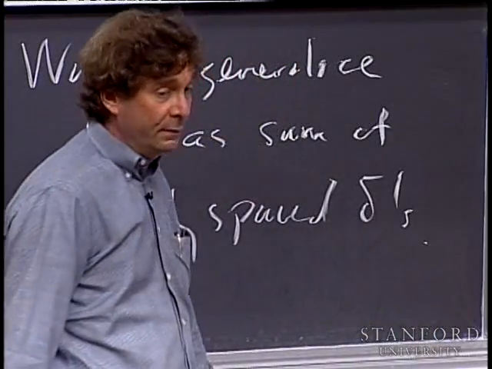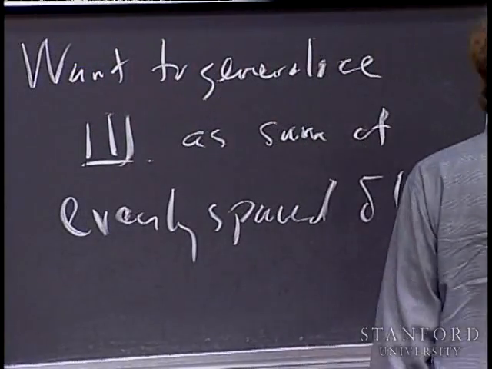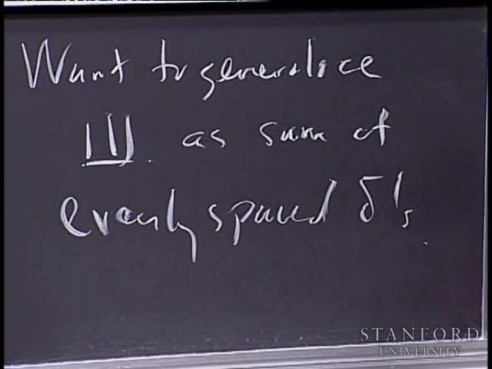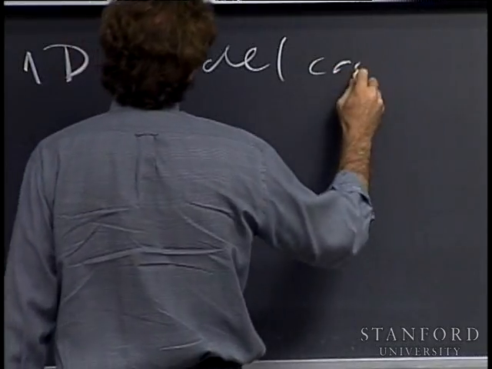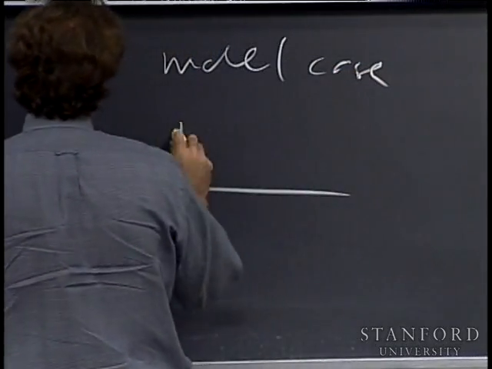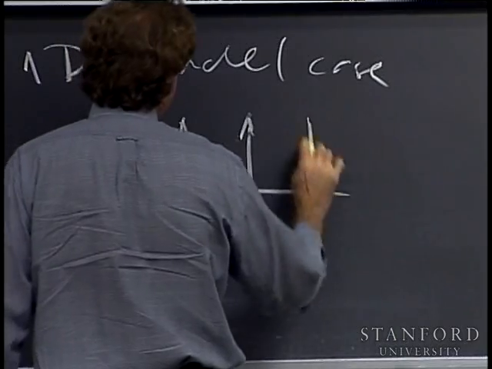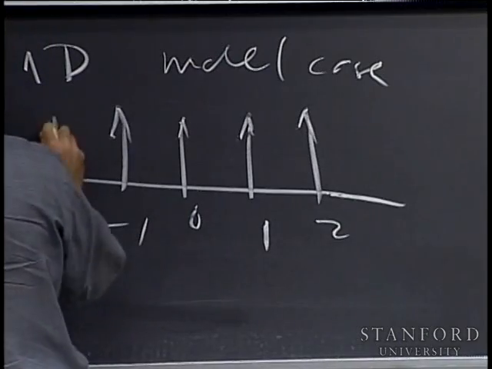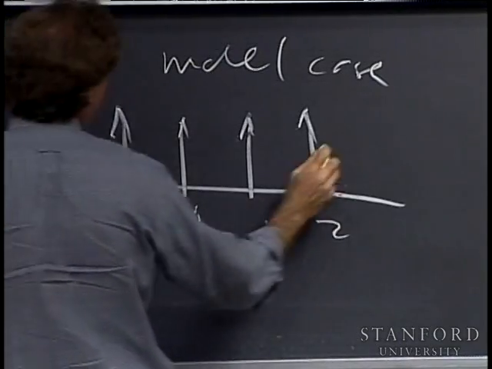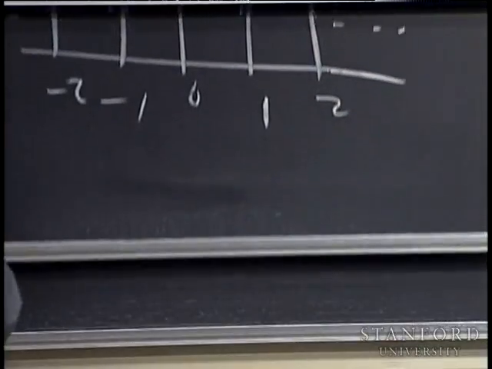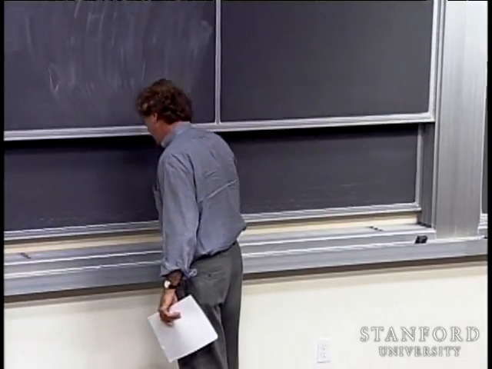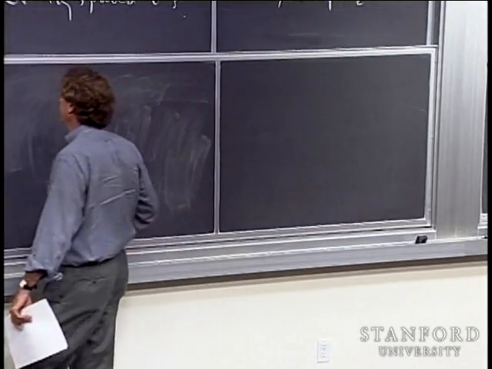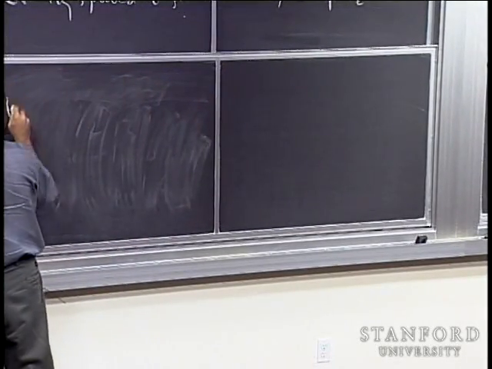All right. So in one dimension, we had the model case. That was the Shah function where the deltas are spaced by 1. So you put a delta at each integer point. The model case is the basic Shah function, where you put a delta function at each integer: 0, 1, 2, minus 1, minus 2, and so on. All right. And you define the Shah as just the sum of those delta functions.